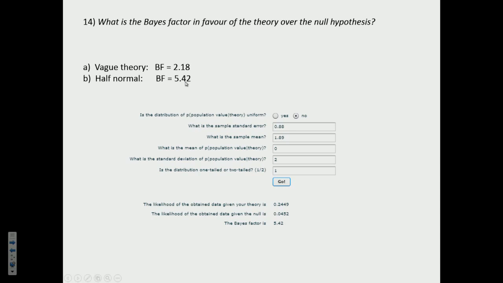Screenshot here of what you do. You say, in terms of the distribution of plausibilities of different population values given the theory, it's not a uniform. So then these boxes come up. And for the half normal, you always put 0 here, and you always put 1 here. Then you're left with just one box, and what you put in there is your estimated effect size, the order of magnitude effect you think is going to go in there. Here you put in the mean difference, sample mean difference, and the standard error. Click go, and you get the Bayes factor 5.42 as I've reported.